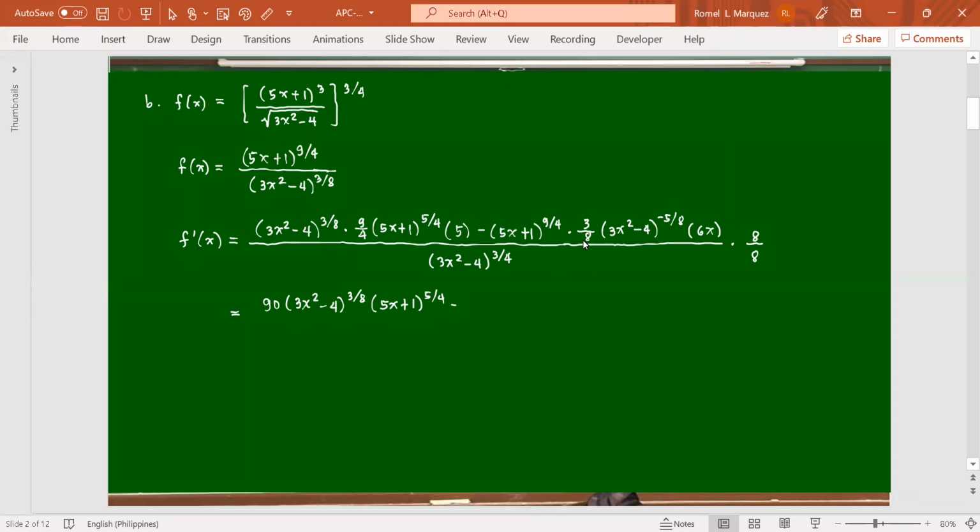Minus 8 divided by 8, 1. 3 times 6, 18. Okay? 18x. So there is x. Then copy 5x plus 1 raised to 9 over 4, times 3x squared minus 4 raised to negative 5 over 8.